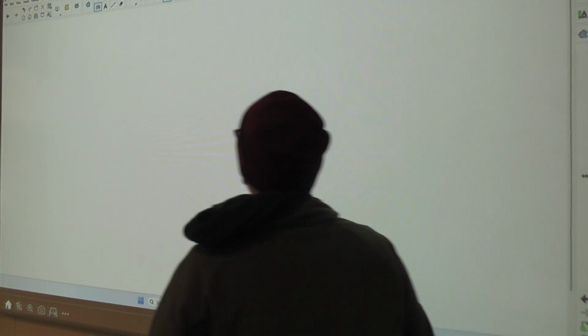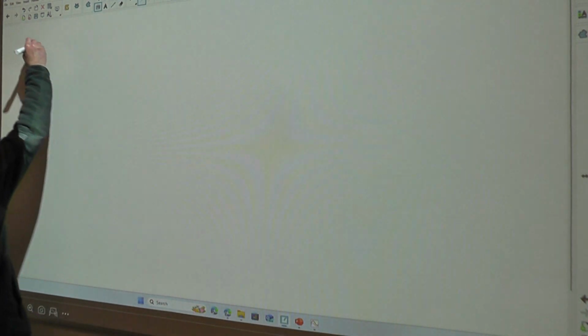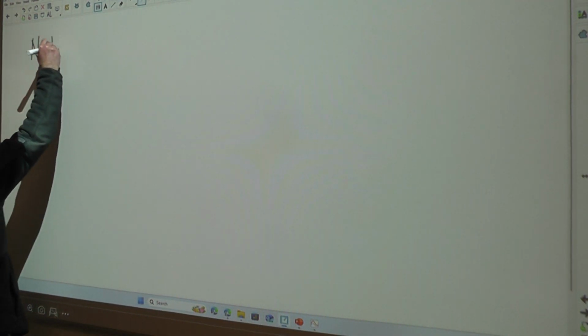We can look at this in another way as well. The second way to look at it is by applying Newton's third law.